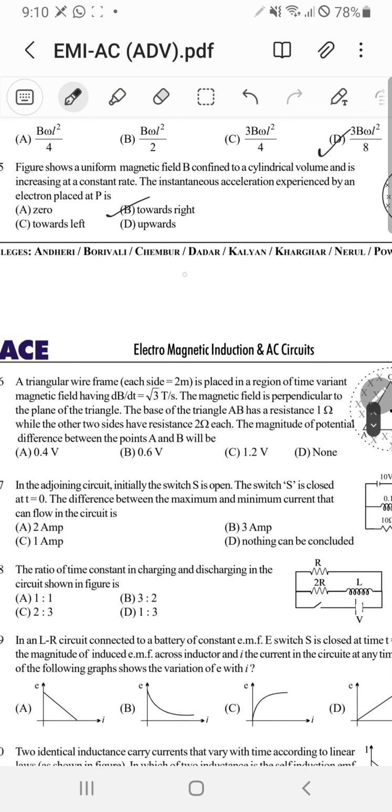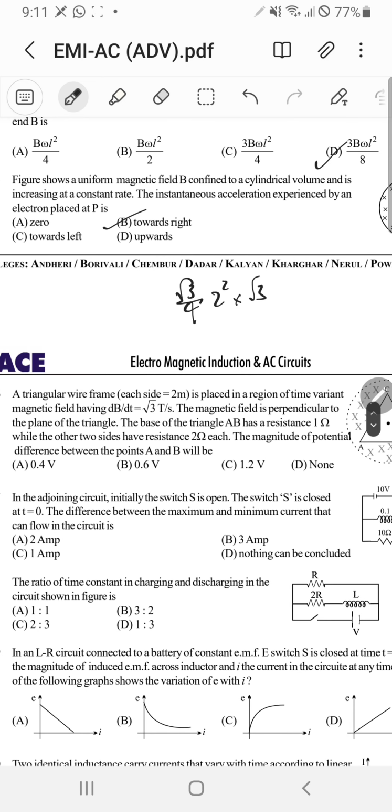What's the area? It's just square root 3 by 4 times the side square. Call this L square. That times the magnetic field change, of course, like square root 3 Tesla. What is L first of all? Side 2 meters. So that times 2 square times square root 3. That's our EMF. Right, cool. That upon the total resistance, which is 2 plus 2 plus 1, that's 5.